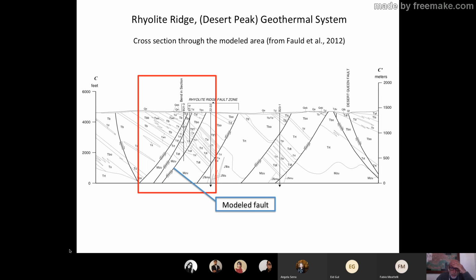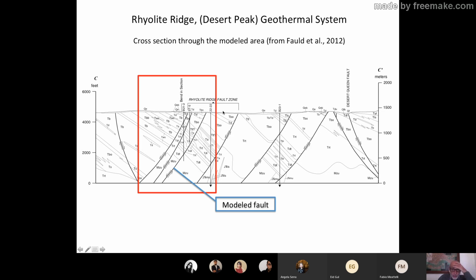Now, in this case, you get a very large set of normal faults that delaminate the upper crustal rocks. This in particular is the Rhyolite Ridge Desert Peak geothermal system. There are a very large number of hot springs around and also gas emissions. Most of these geothermal systems are exploited with binary plants simply because there is very little water around, so they can cool down only through the air.